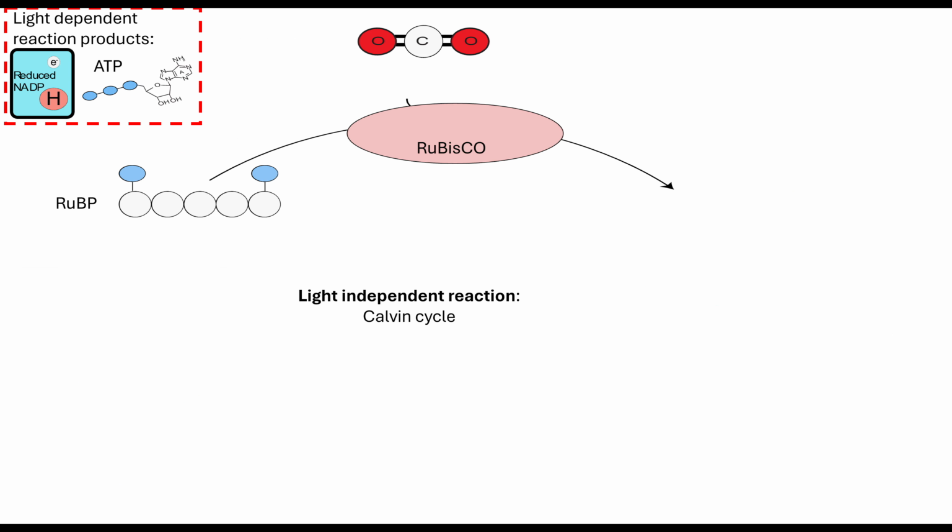So the first thing we need to understand with the light independent reaction is that we are going to be using the products from the light dependent reaction. I've put them up here in my top left hand corner just to remind ourselves where these come from. But the first thing we need to understand is that we have some molecules.